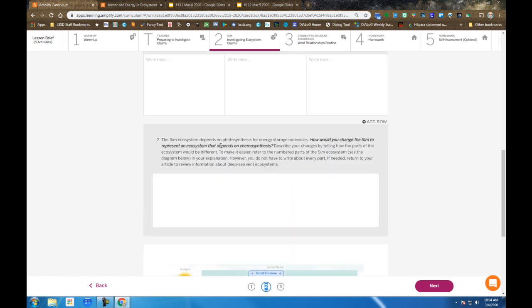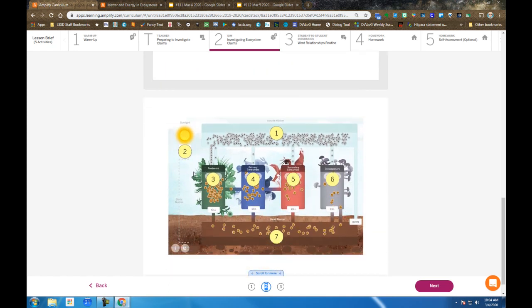So in the bottom, in question 2, how would you change the sim to represent an ecosystem that depends on chemosynthesis? I'm going to scroll down to the numbers and talk about where you would do that. So in area 1, it would be water instead of air. In step 2, you would have hydrogen sulfide chemicals instead of sunlight. Your producers in 3 would be the chemosynthetic bacteria.